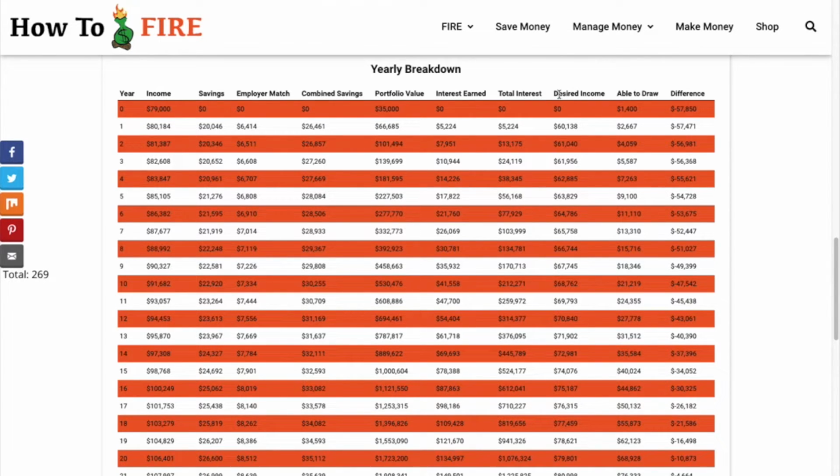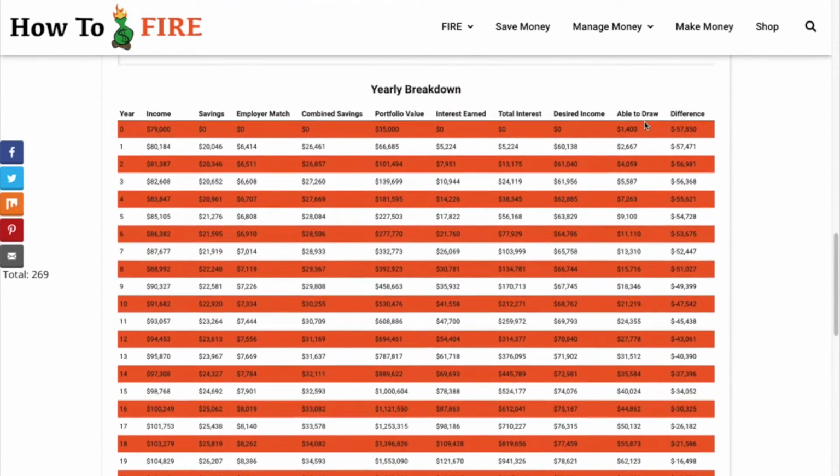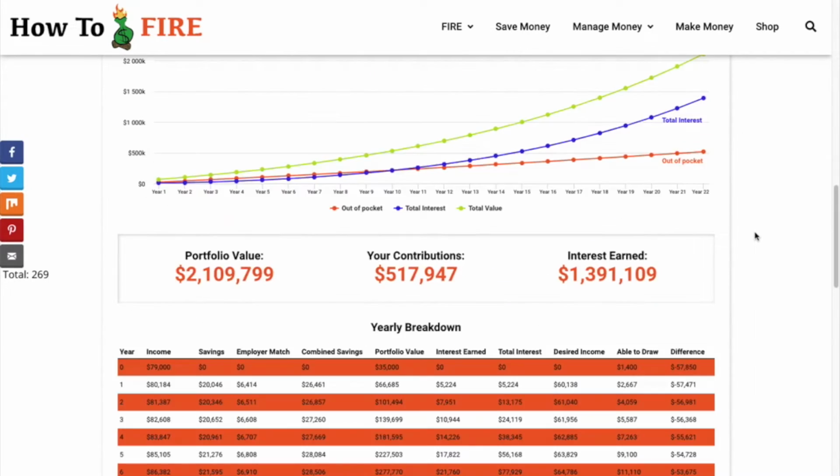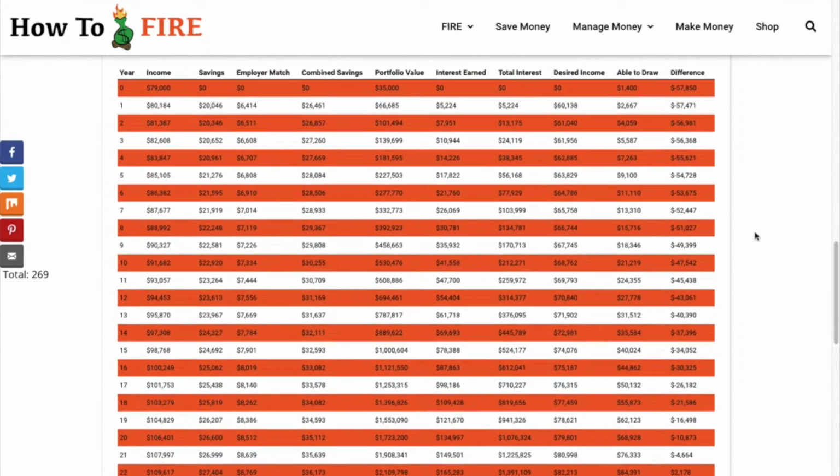Now this is between the desired income, able to draw, and difference. This is something that's pretty important. So going back up here, remember when I said when what you're able to draw exceeds your desired income, you are financially independent and have achieved financial freedom. So you'll notice that what you're able to draw does not exceed your desired income until you reach that FI time frame, which is 22 years. This difference is just the amount between the desired income and able to draw.